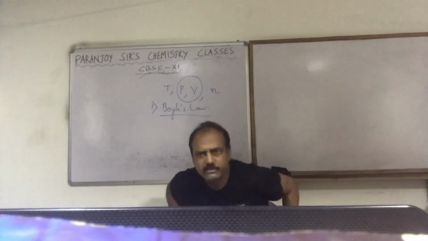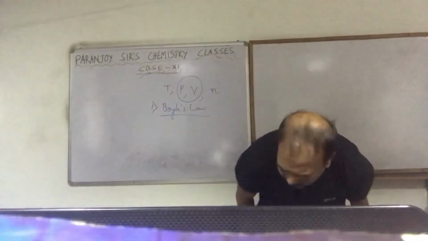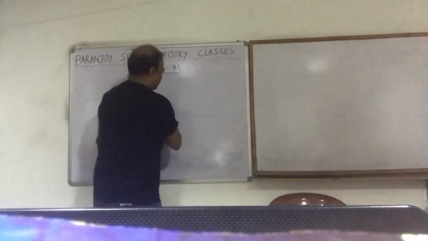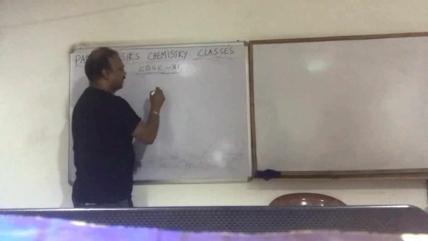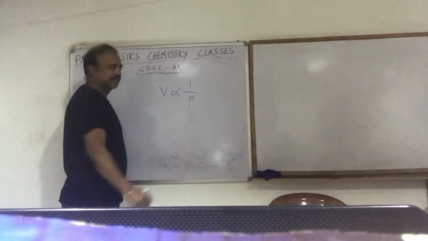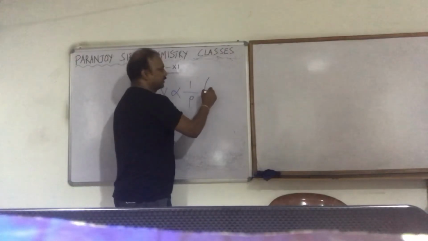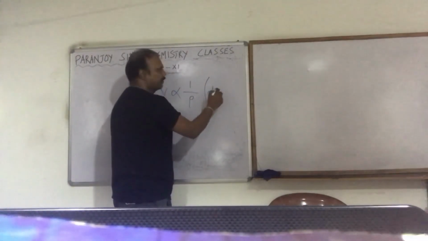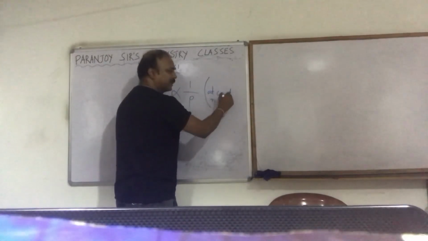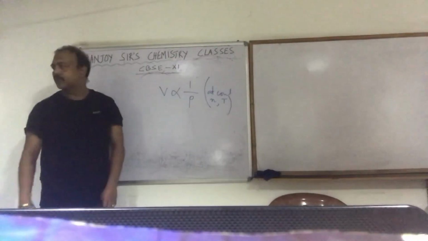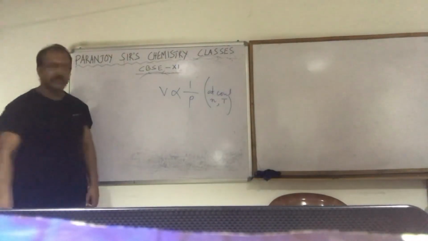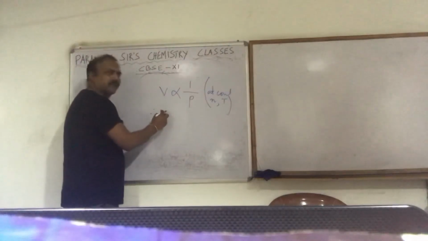Mathematically we can write it like this, right? V proportional to 1 by P. Yes? Don't forget to write this. If you don't write this, it is useless. At constant N and T. Right? If you don't write this, Boyle's law is not completed. Please. Okay?